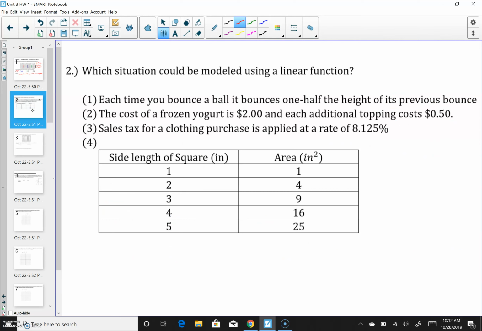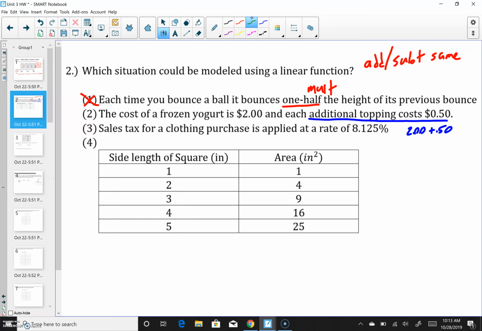In our second one, which statement could be modeled using a linear function? Again, we're going to look for that add or subtract the same thing every time. Each time you bounce a ball, it bounces 1/2 the height of its previous bounce. Well, 1/2 is really a multiplying problem. Those are next unit, not this unit. The cost of frozen yogurt is $2, and each additional topping costs 50 cents. So each additional topping costing 50 cents means we're going to be $2 plus 50 cents each time. So that could be a linear function. We'll hold on to that one.